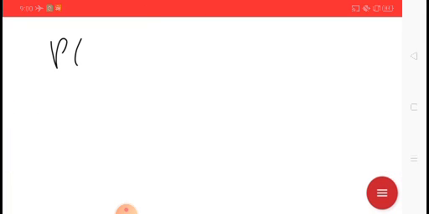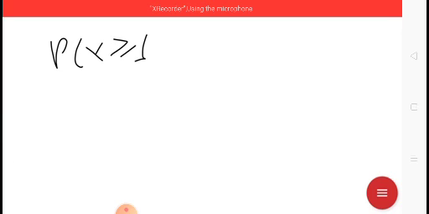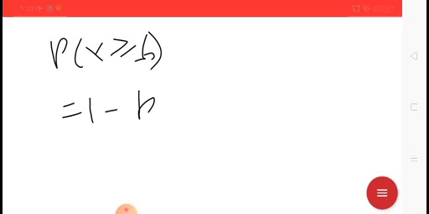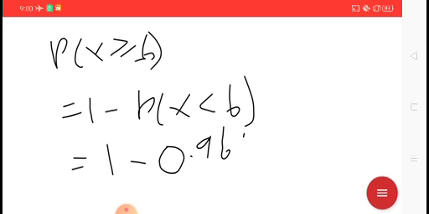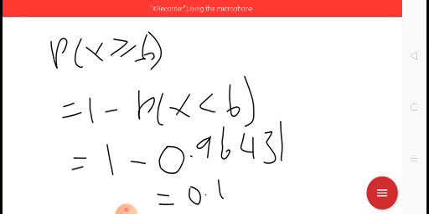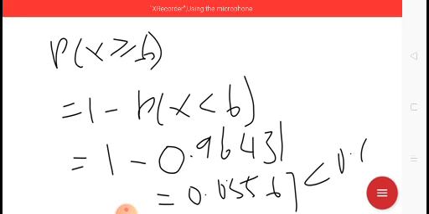Now we go for the next one. Larger or equal to 6. So this one is equal to 1 minus P(X < 6). Okay, so you need to show the details of calculation. So this one is equal to 1 minus 0.96431, and you get 0.03567, and this is smaller than 0.05.